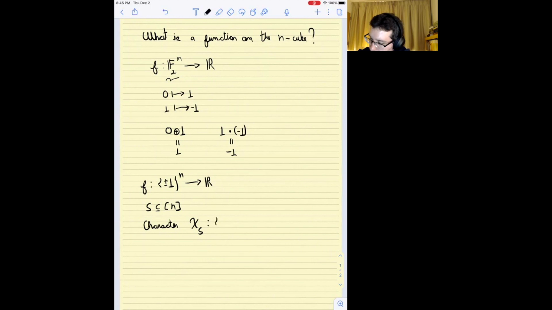And let's operate in this plus minus 1 representation. So it's going to map plus minus 1s to the reals, but more specifically to plus minus 1s. And then chi of S at some input x1, x2, etc., all the way to xn, is simply the product. By definition, the product of the xi for i belonging to S. So this is a character.